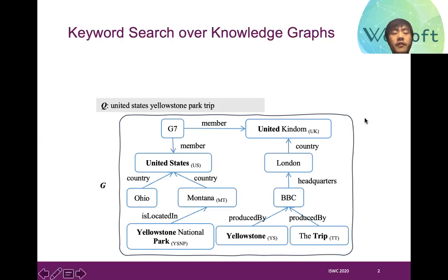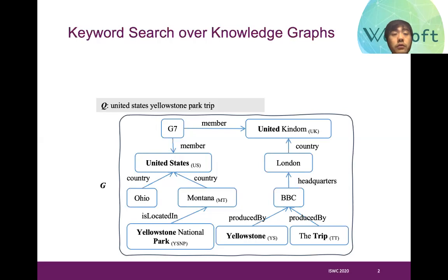So we are familiar with keyword search, and here we show a knowledge graph. It describes some countries, some cities, some broadcast companies, and some series, and also some parks, some groups or organizations. So the keyword query aims to find some trips to park in the United States. How can we answer this keyword query with this knowledge graph?